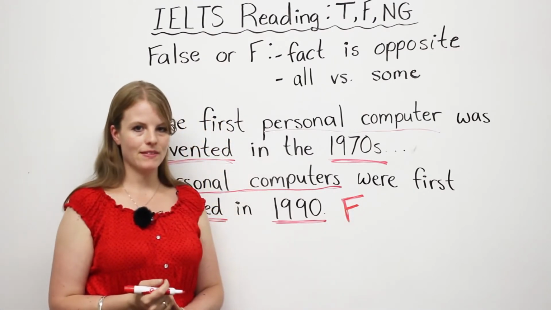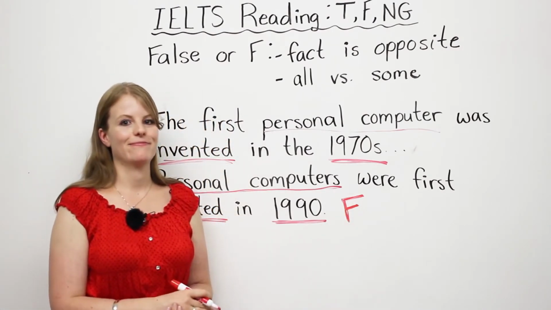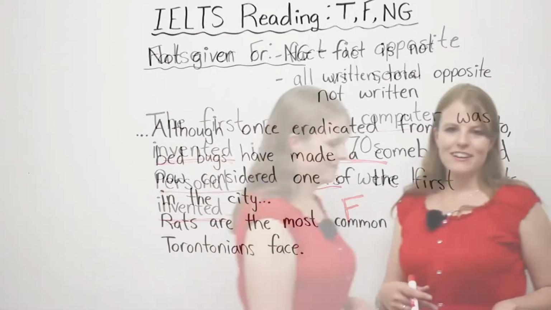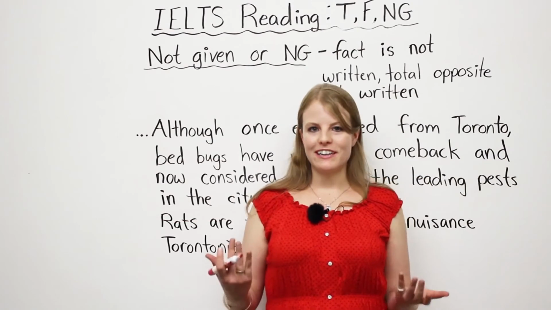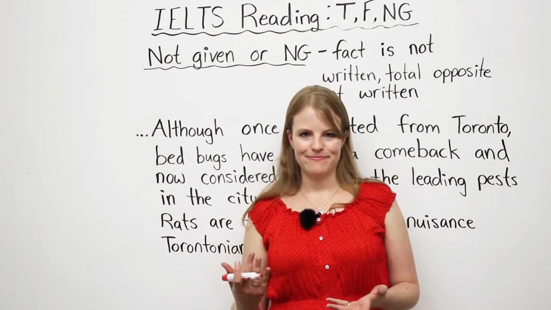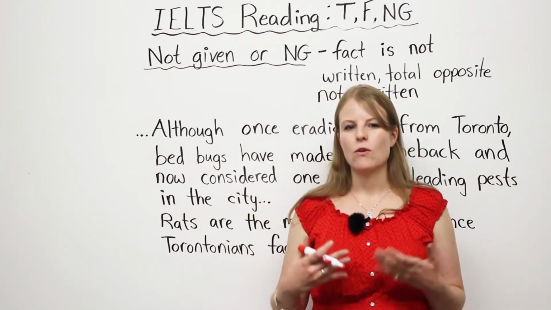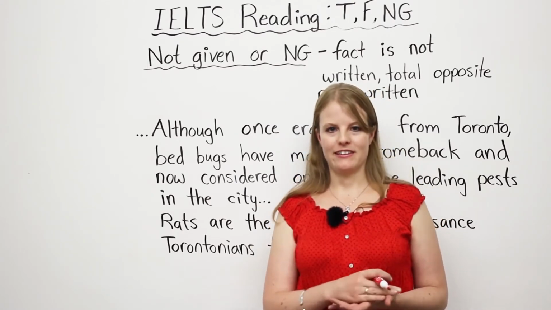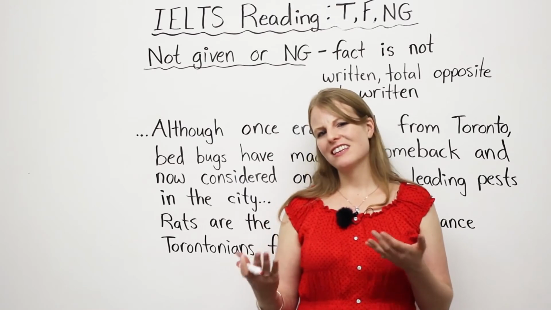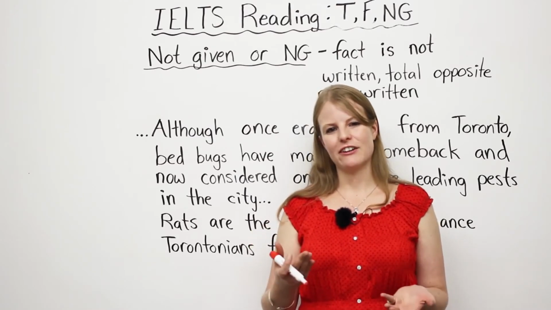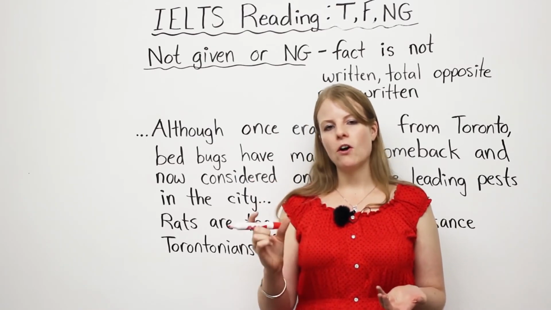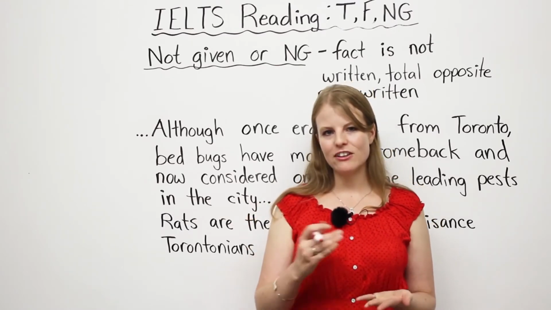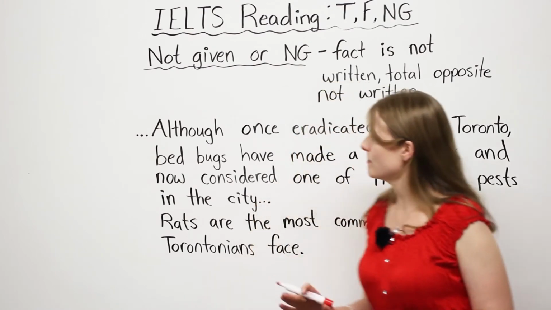Okay. So now let's look at the hardest choice, not given, or NG. This is, I think, why many people have a very difficult time on this part of the test. Usually truth isn't so difficult, finding things that are true, but the difference between false and not given can really confuse a lot of people. So let's look at what they mean by not given.